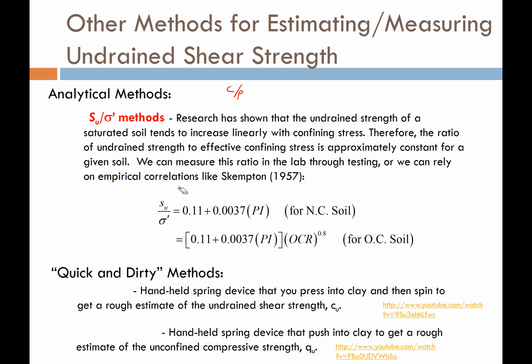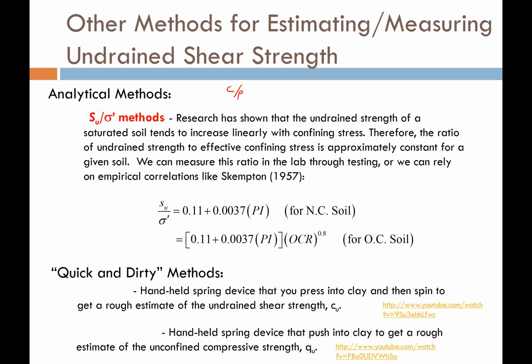Now, this relationship from Skempton is specifically for normally consolidated soil. If I have over-consolidated soil, then I can use this relationship shown below, which has an additional term for the overconsolidation ratio. So it's going to increase our ratio of shear strength over effective stress slightly.